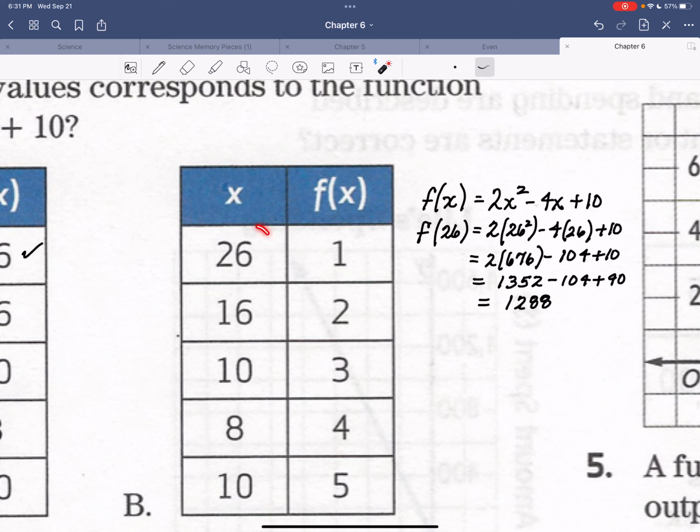Here's the point that I'm testing. So that is not going to work. That means this is not the answer.